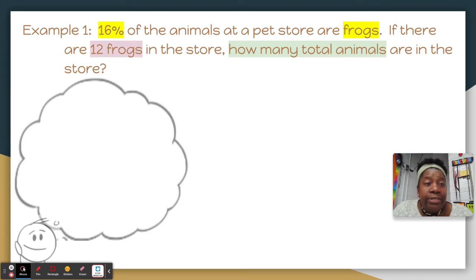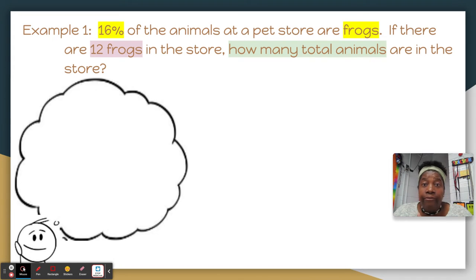Okay, so here's example 1. 16% of the animals at a pet store are frogs. If there are 12 frogs in the store, how many total animals are in the store? So important information is that the 16% is the frogs. And even though 16% represents the frogs, there are actually 12 little frogs hopping around in the store. And we want to know how many total animals.